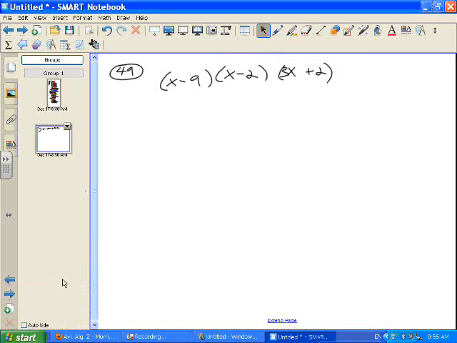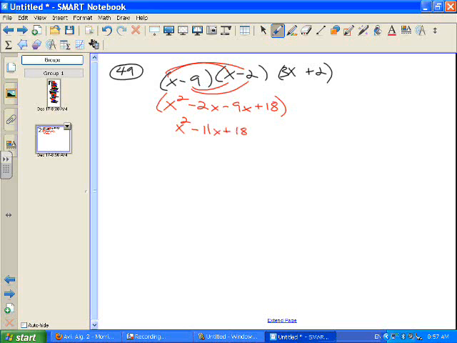Same thing, left to right. So x times x is x squared. X times negative 2 is negative 2x. Negative 9 times x is negative 9x. And negative 9 times negative 2 is positive 18. Combine my like terms, I get x squared minus 11x plus 18. And I still have to multiply that by this 3x plus 2 I got hanging around out there.